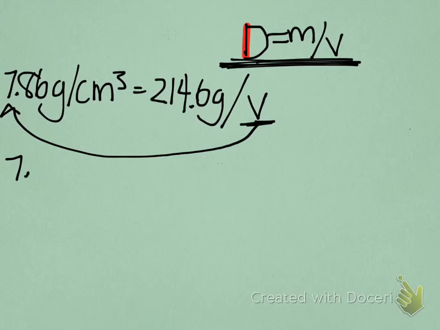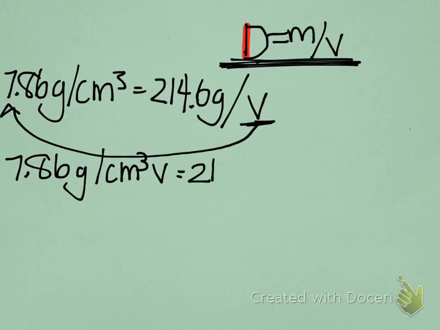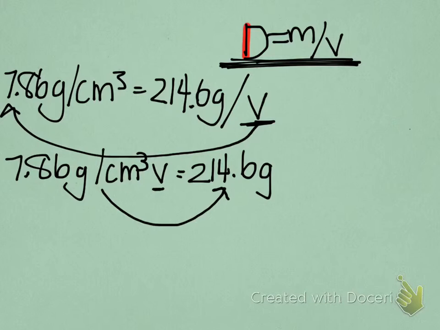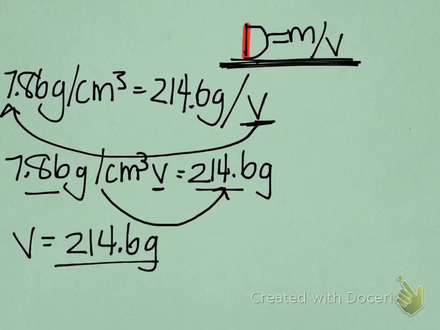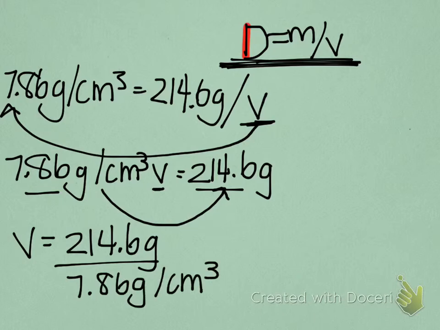So, now I have 7.86 grams per centimeter cubed times my volume equals 214.6 grams. Still looking for this one, so now I'm going to pull this here. Since I'm multiplying on this side, I'm going to divide on this side. So V equals 214.6 grams over 7.86 grams per centimeter cubed.